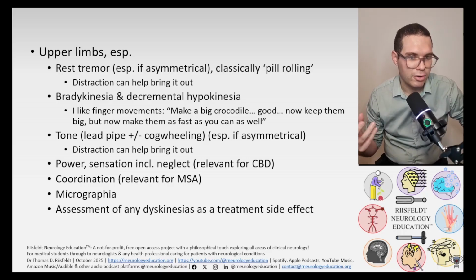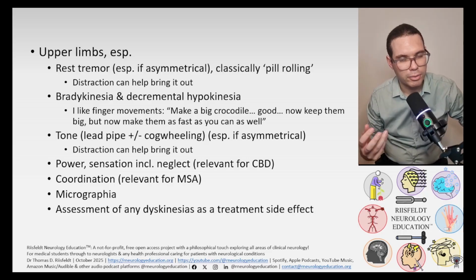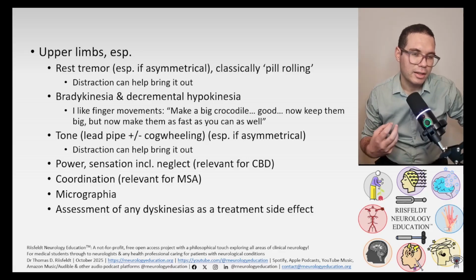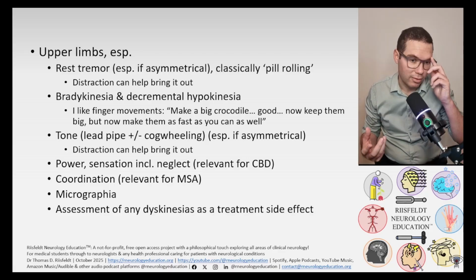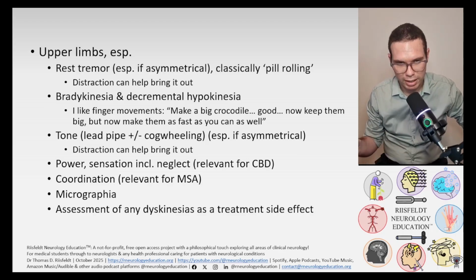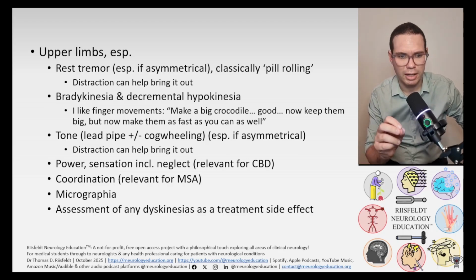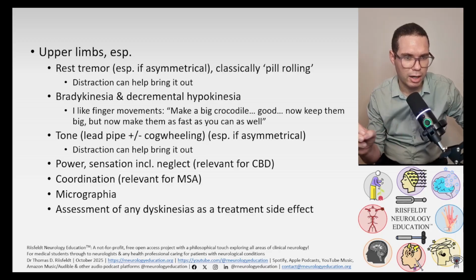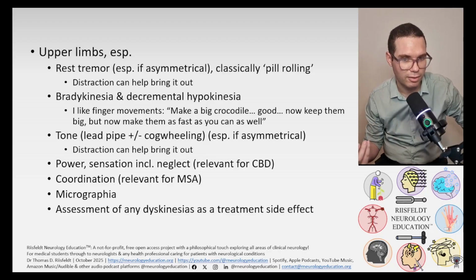Now, in terms of your power and sensory testing, including neglect, that's predominantly relevant for some of the Parkinson's plus syndromes, such as CBD. Coordination is especially relevant for MSA, multiple system atrophy, because, of course, ataxia is one of the core components of MSA. And then other secondary features of Parkinson's disease you can look for here is micrographia. So give them a pen and some paper and ask them to write a sentence.